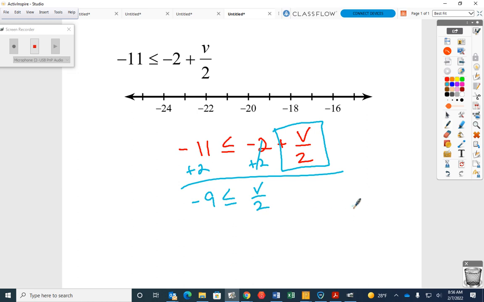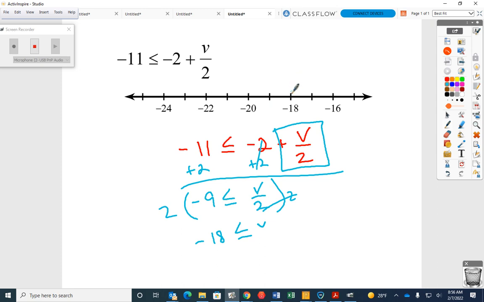What must I do here? Brooklyn, how do I solve V divided by 2? You are going to times everything by 2. Okay, those cancel. Do I need to flip anything here, guys? No. What's 2 times negative 9? Negative 18.